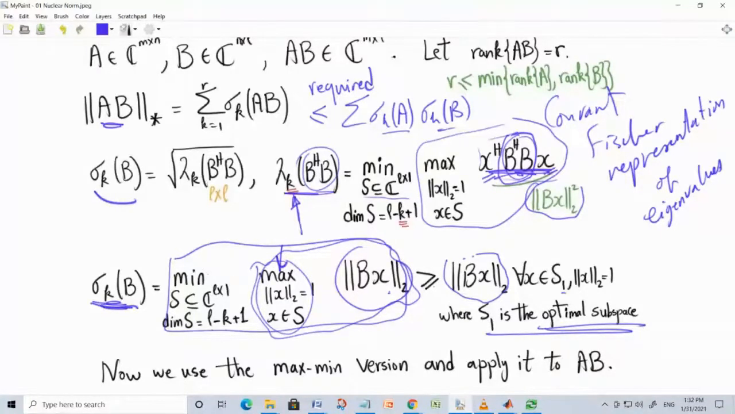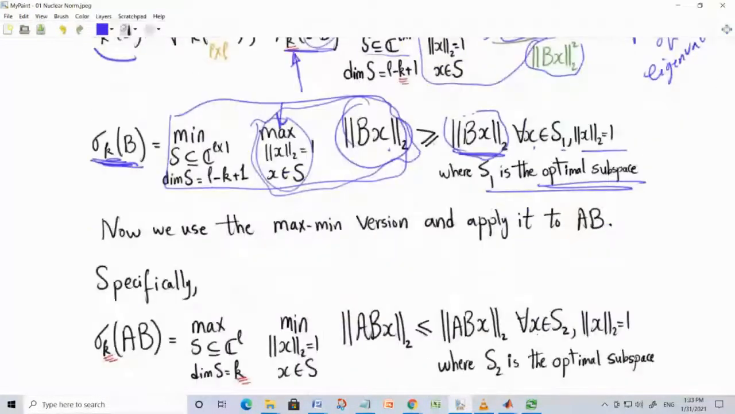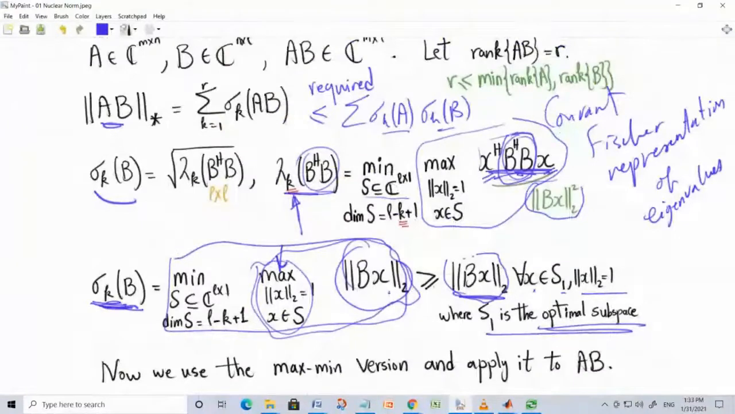But for us today, for the optimal subspace, you are solving a maximization problem. So the kth largest singular value is greater than or equal to this quantity itself, because over that subspace you are maximizing. So this is true for every x with unity L2 norm and x living in the optimal subspace. Okay. Now, this theorem has another version.